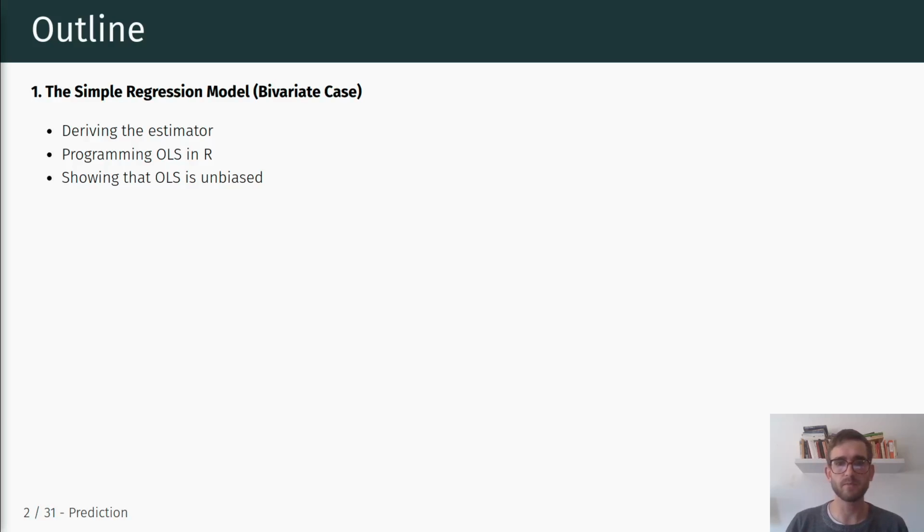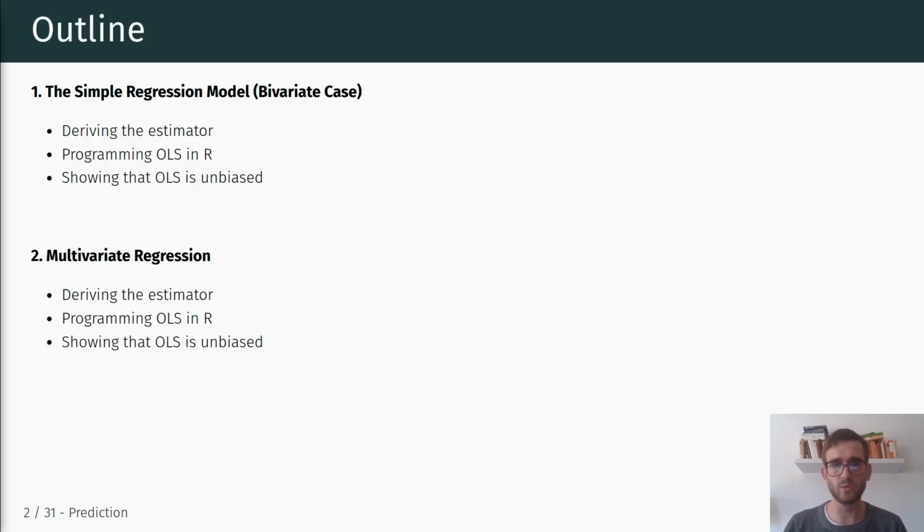Then we're going to show very briefly how to program the OLS estimator in R for this bivariate case using the formula that we derived step by step. And then lastly, I'm going to show for this specific bivariate case how we can derive one of the fundamental properties of OLS, which is that the OLS estimator is unbiased.